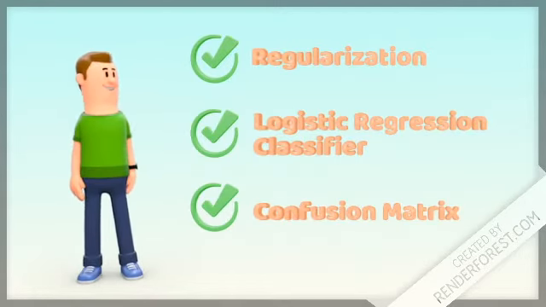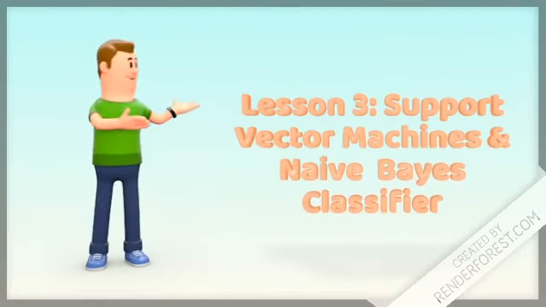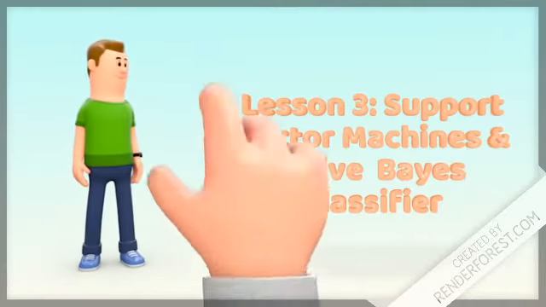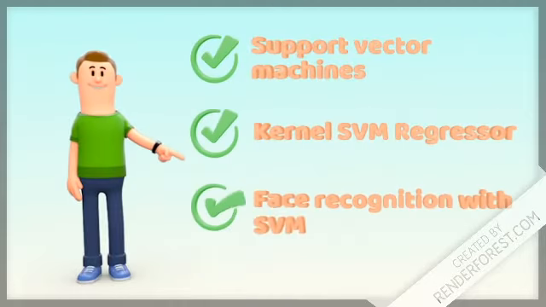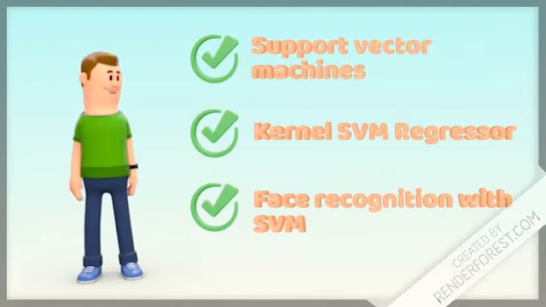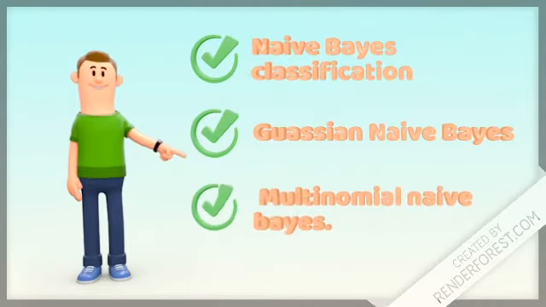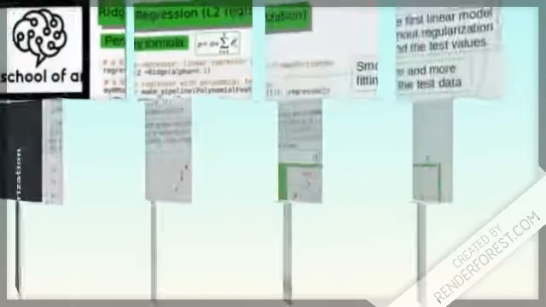In the third lesson, we will see other types of classifier and regressors: the support vector machines and the naive Bayes classifier. The points are: support vector machines, kernel SVM regressor, face recognition with SVM, naive Bayes classification, Gaussian naive Bayes, multinomial naive Bayes. In these lessons, you will see multiple aspects related to regression.